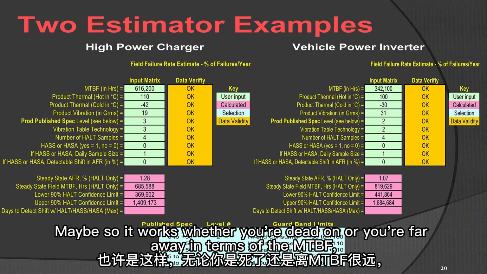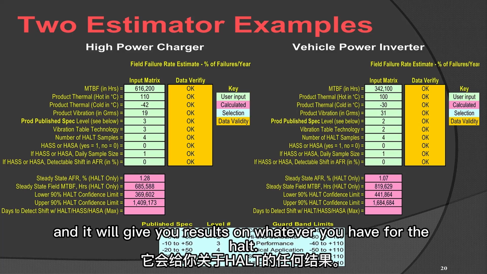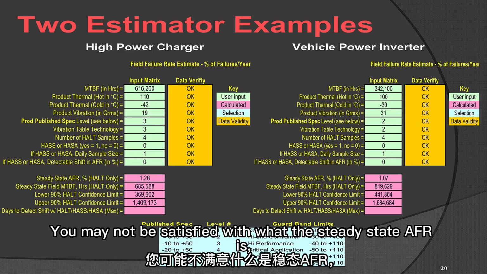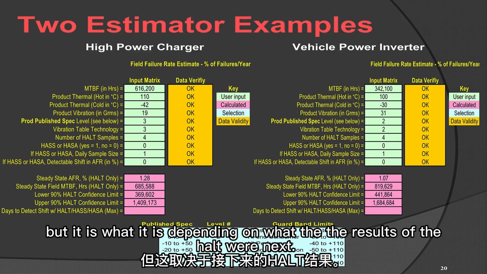So it works whether you're dead on or you're far away in terms of the MTBF, and it will give you results on whatever you have for the HALT. You may not be satisfied with what the steady state AFR is, but it is what it is, depending on what the results of the HALT were. Next.